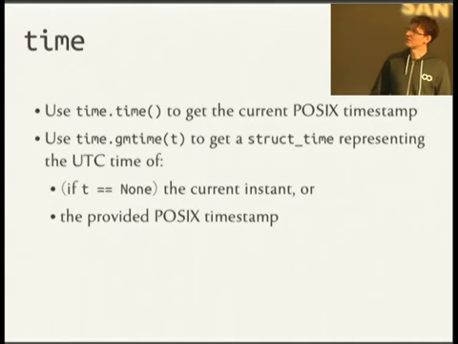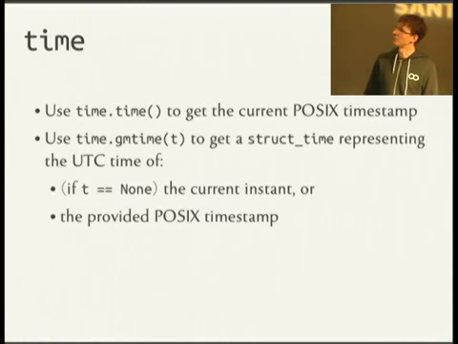Methods you can use, there's the time method, which will give you a POSIX timestamp. Python will try to give you the best precision it can, so it will actually return floating point numbers, if it possibly can on the platform. And you can use gmtime to get a struct_time representing the UTC timestamp, either the current instant or the timestamp that you provide.